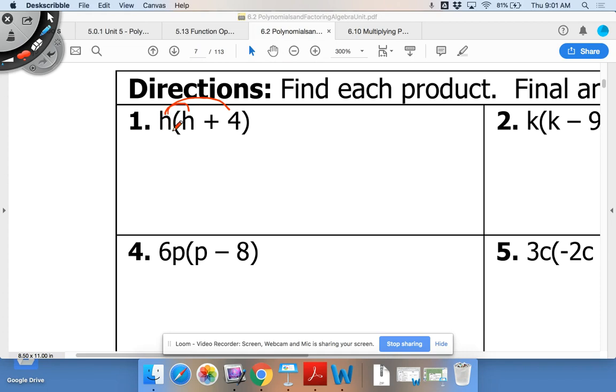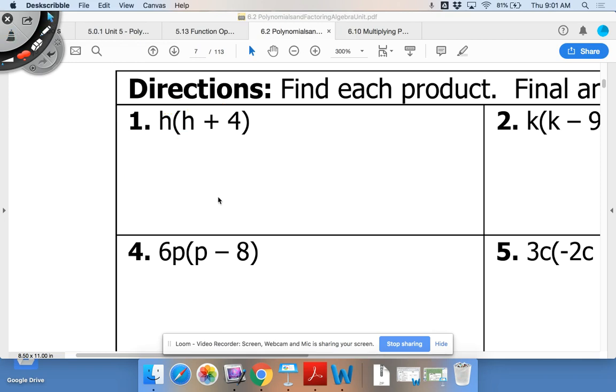So this says h times h. So that would be h squared because this has an exponent of 1 and this has an exponent of 1, and you would add those exponents. Then you would have h times positive 4 would be plus 4h. So even though the h comes first, we don't write it h4. That's just not how we write stuff in math. So the number always comes first. And that's the final answer on that. So not terrible.